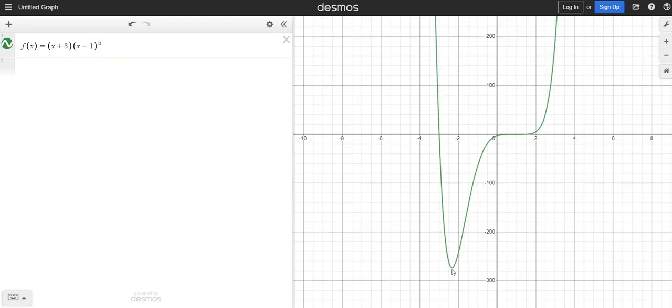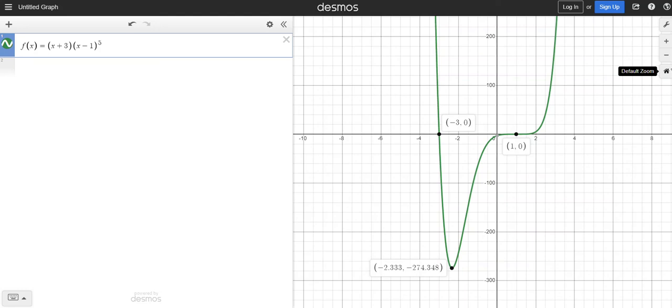Again, other than the fact, of course, that our minimum down here is quite a bit lower, we see again very similar shape. There are those zeros at negative 3 and 1, and we get that kind of a wave shape going on because of the odd multiplicity of that 0 at 1. So I'm going to more or less sketch this. Again, I'm not going to be super, super picky this time.